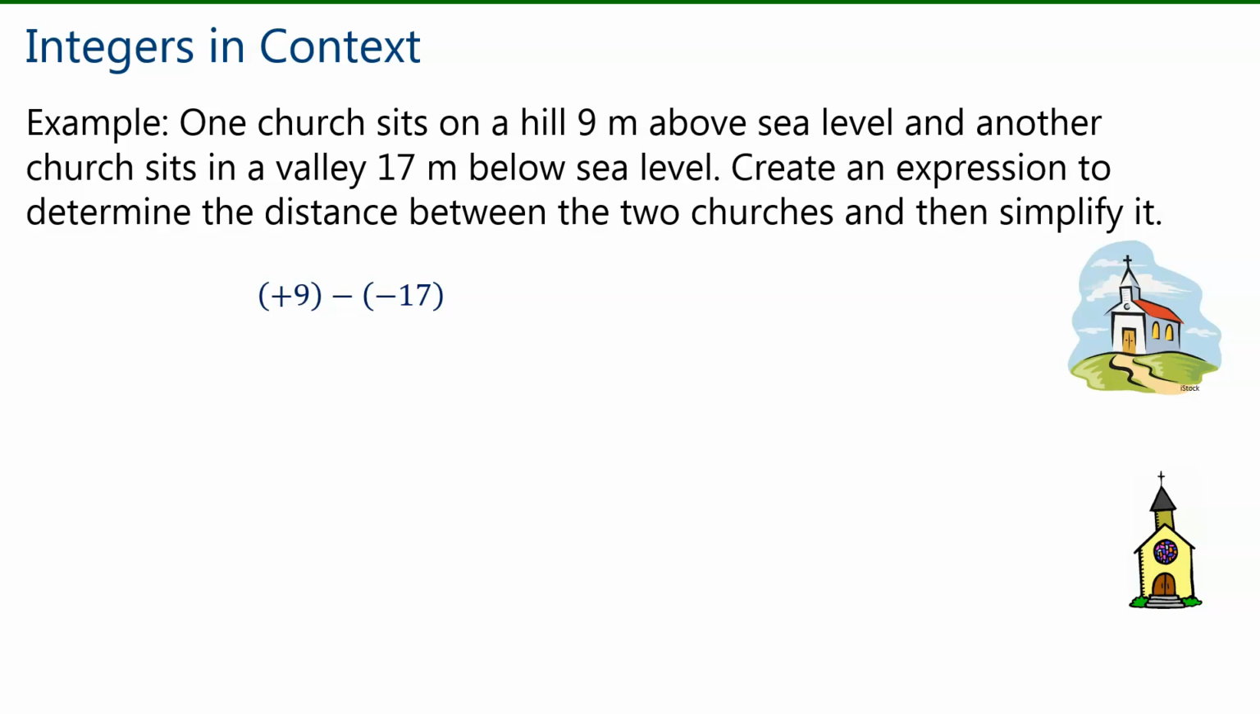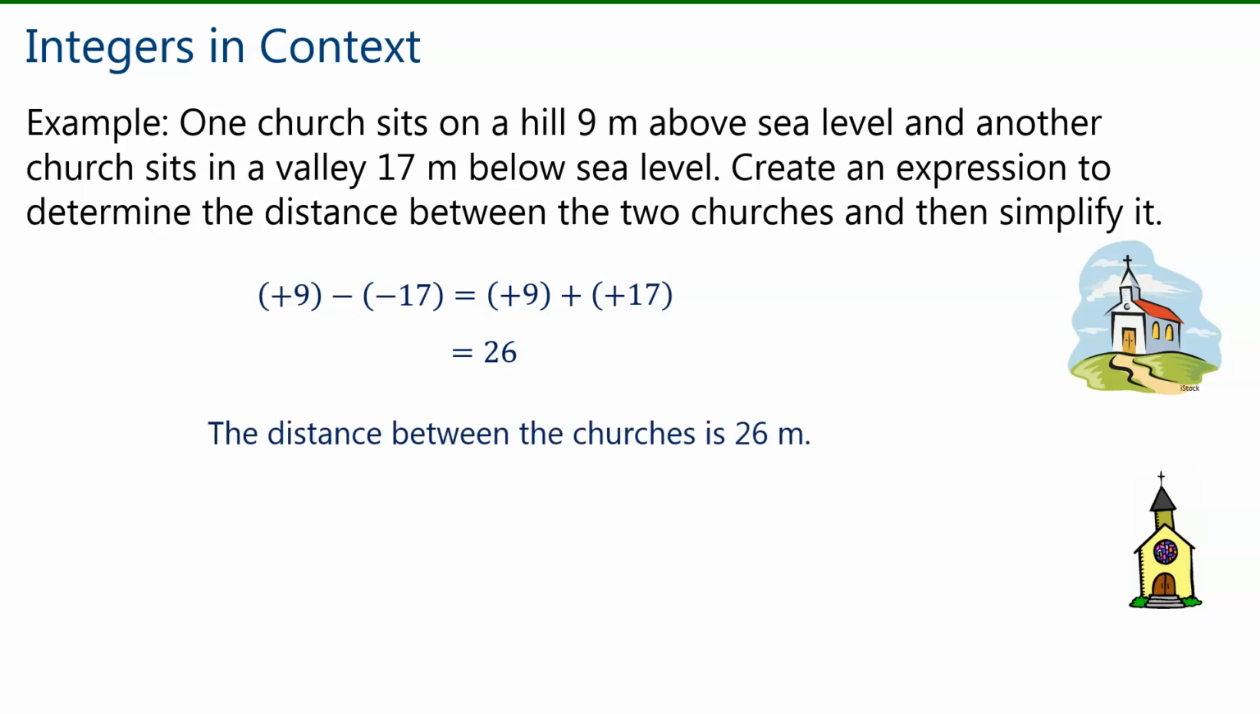+9 subtract -17. So again, because we're subtracting, we can add the opposite here. 9 plus 17 is 26. So we'll say that the distance between the churches is 26 meters.